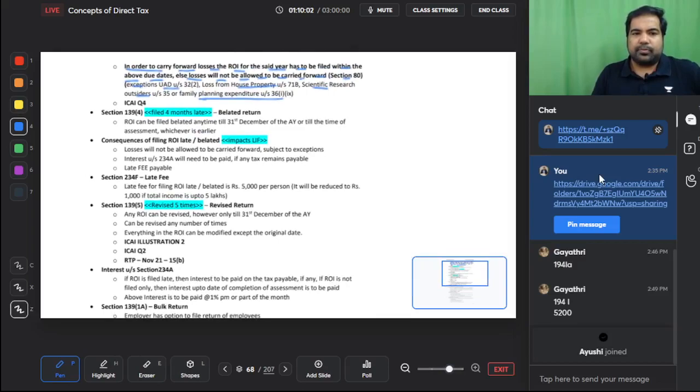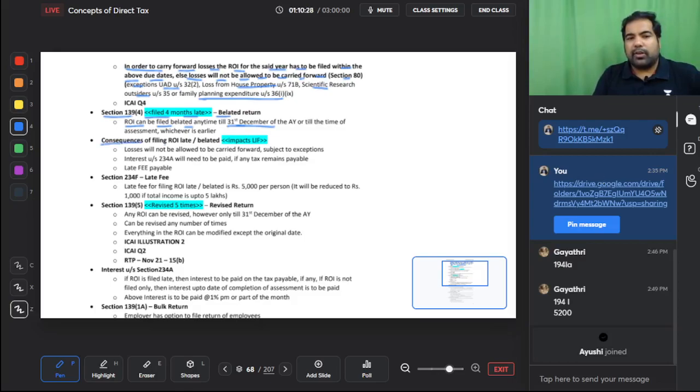Here you can file it 4 months late. ROI can be filed anytime till 31st December. Earlier it was till 31st March, but now it's 31st December. But guys, if you don't file your return on time and they do an assessment called best judgment assessment, which we will see at CA final level, then in that case you cannot file your return after that if they've already checked you.